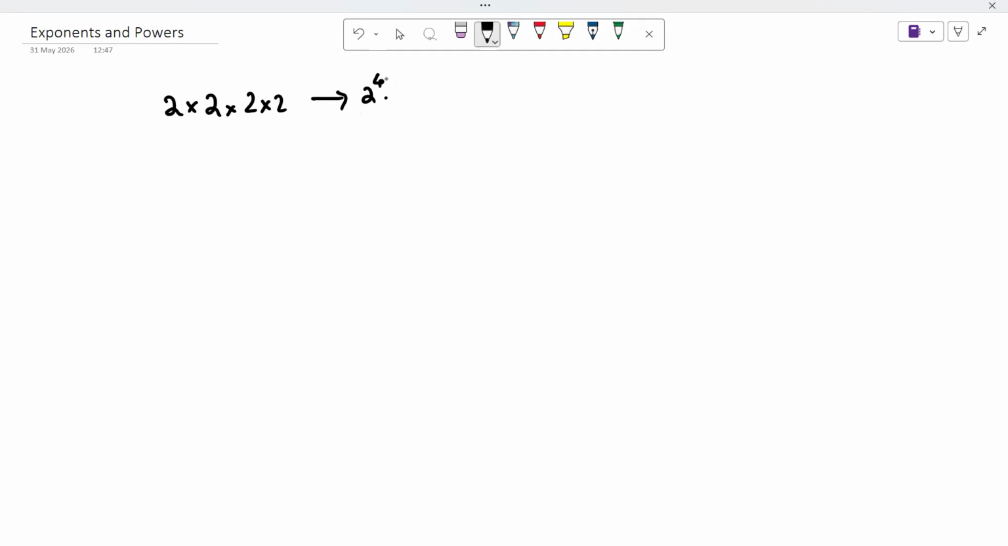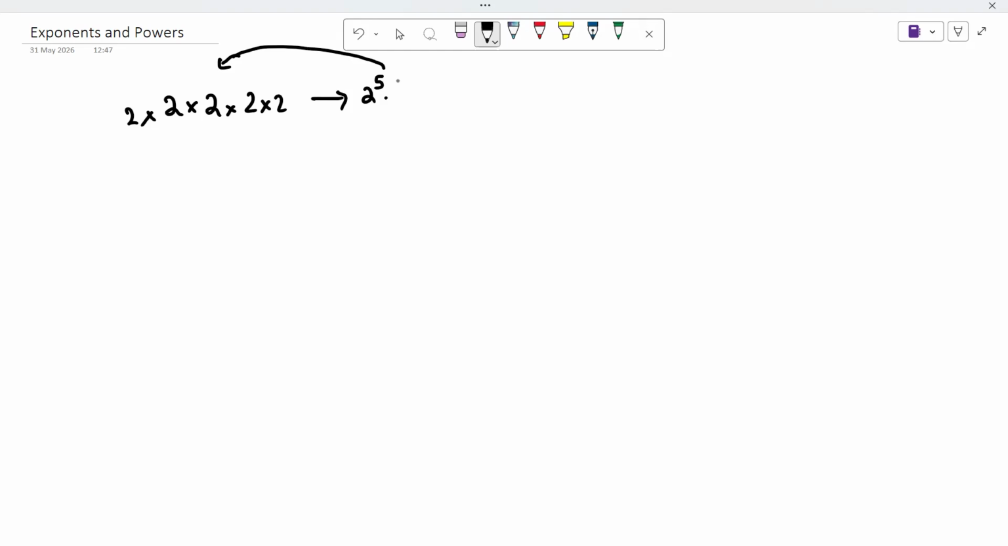Why is this tiny 4 raised up? So this 4 represents how many times this 2 has been multiplied repeatedly. If I multiply another 2, then this 4 will become 5. So just like that, the numbers that are being raised represent how many times the other number is being multiplied.